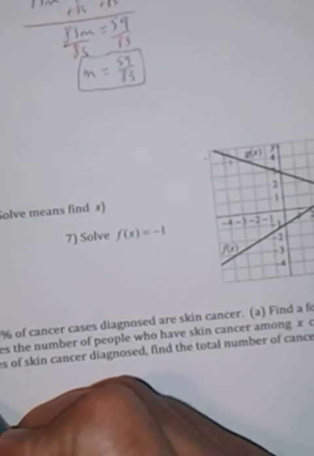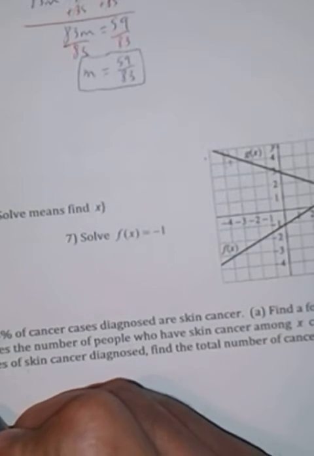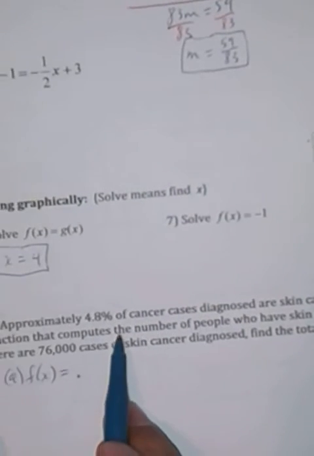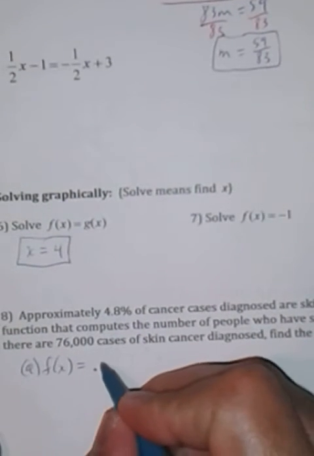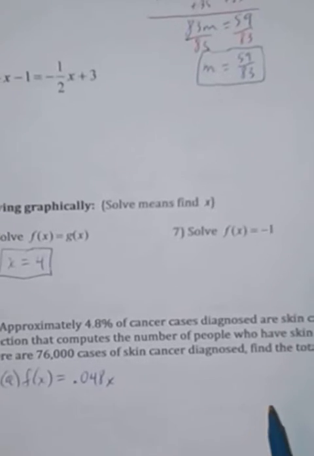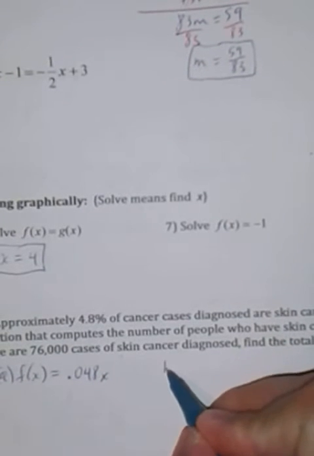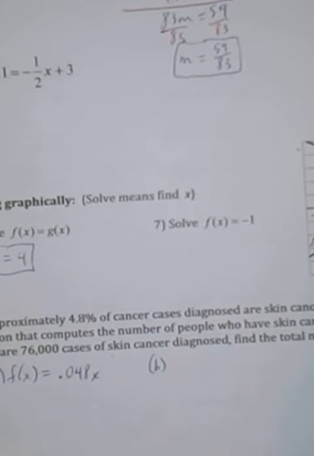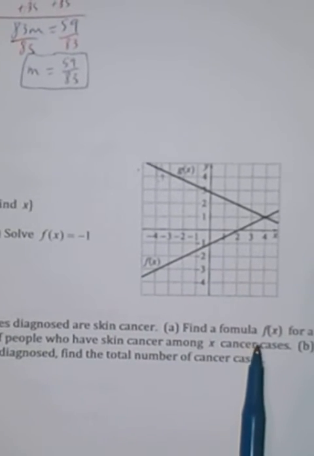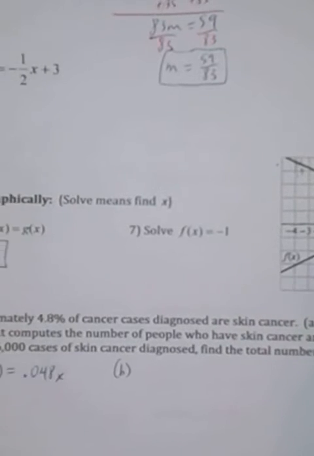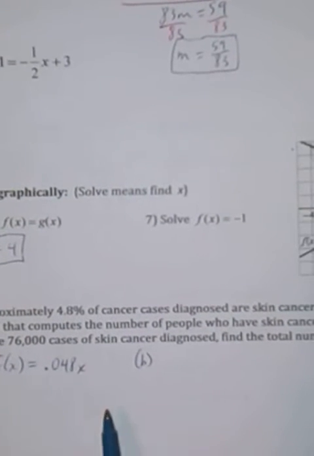So how do we write that? Well, we can't use the percent as it is. We need to write it as a decimal, so it's going to be 0.048x. Okay, and then for B, if there are 76,000 cases of skin cancer diagnosed, find the total number of cancer cases. Okay, so I'm going to leave that to you.